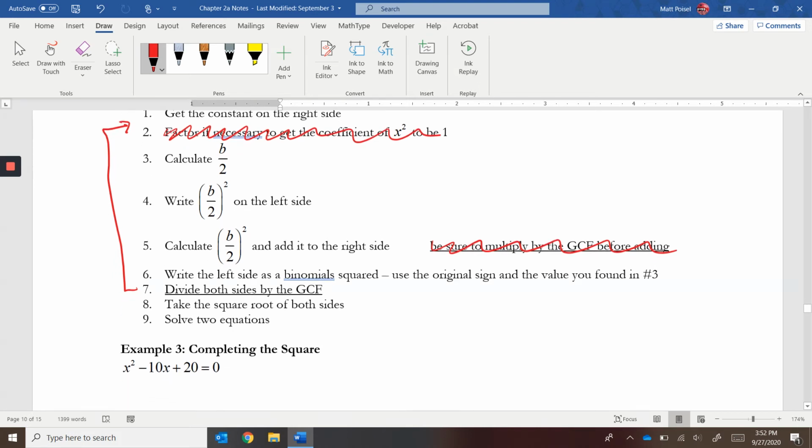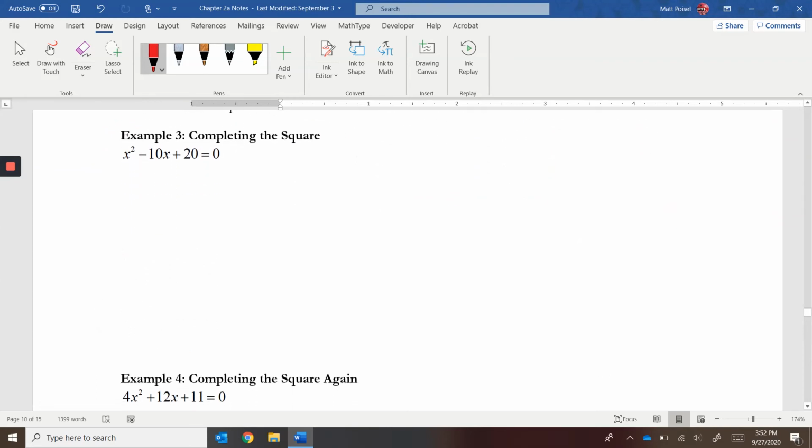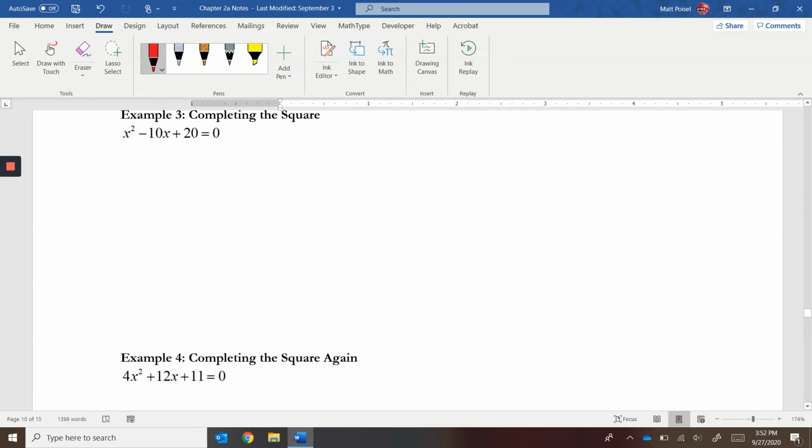All right, so I'm going to do example 3. I encourage you to kind of look at your steps as we are doing this problem. Okay, so step 1 is to get the constant on the right side. So the constant is 20. So I need to move that 20 to the other side. And it's going to look like that.